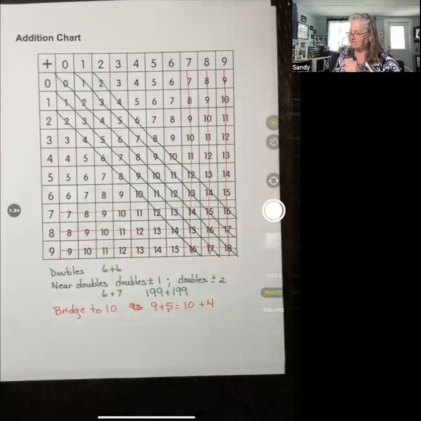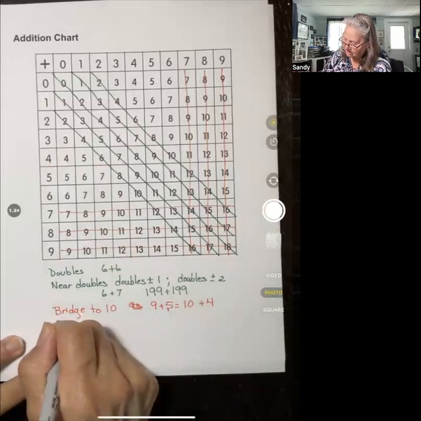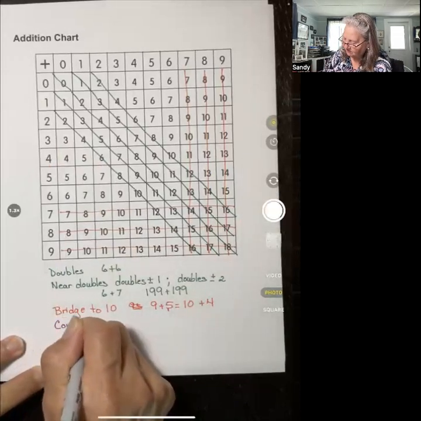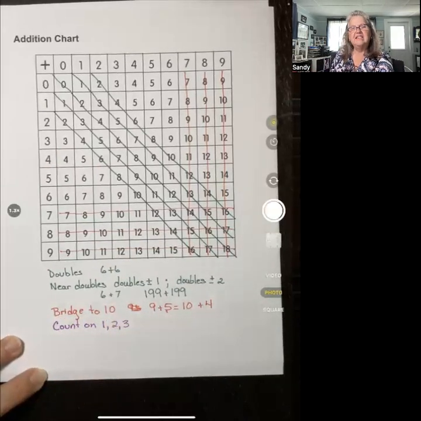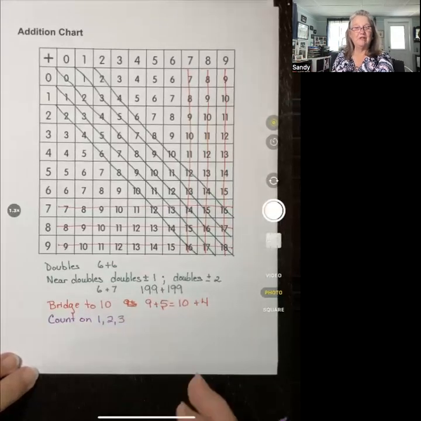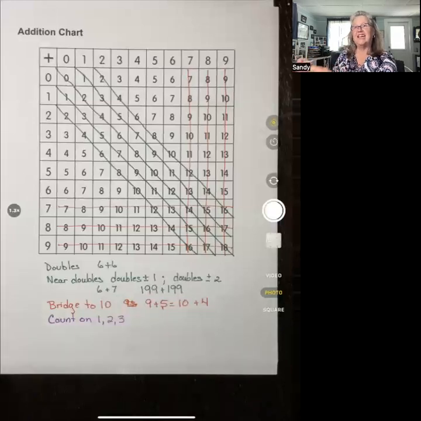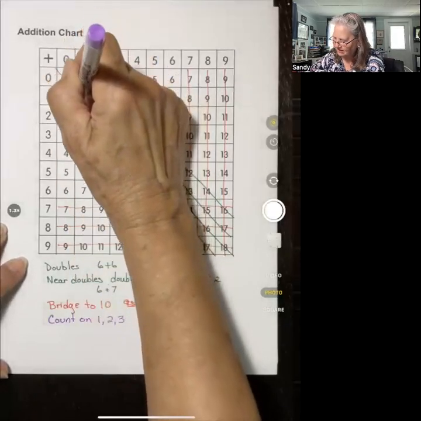But now one of the other ones is count up or count on 1, 2, or 3. Typically, we want them to count on 1, 2, or 3, 10, 20, or 30, 100, 200, 300. When you get beyond counting on 1, 2, or 3, it's just not as efficient. It's mathematically fine, but it's not as efficient. Now, if we count on 1, that takes care of these facts.